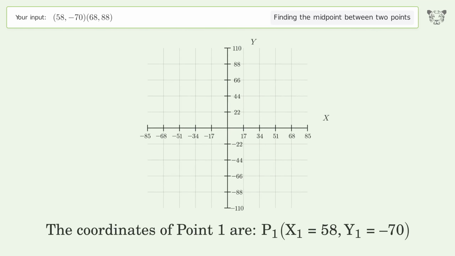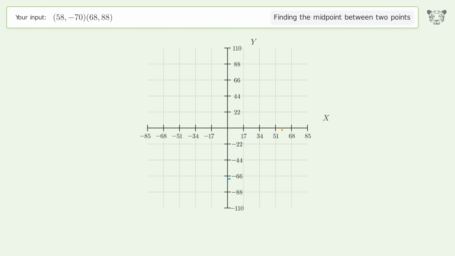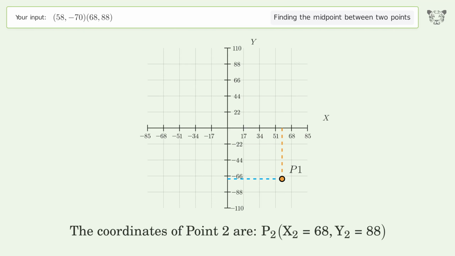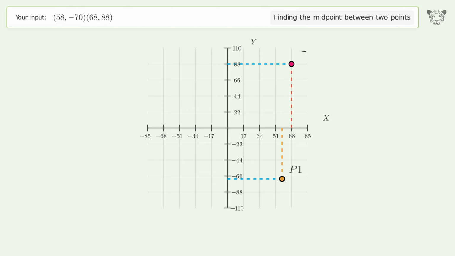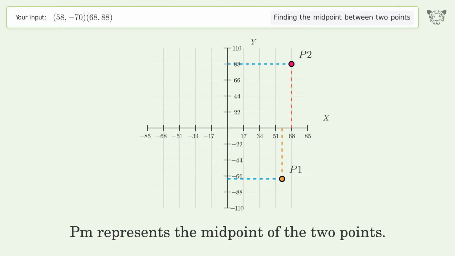The coordinates of point 1 are x1 equals 58, y1 equals -70. The coordinates of point 2 are x2 equals 68, y2 equals 88. PM represents the midpoint of the 2 points.